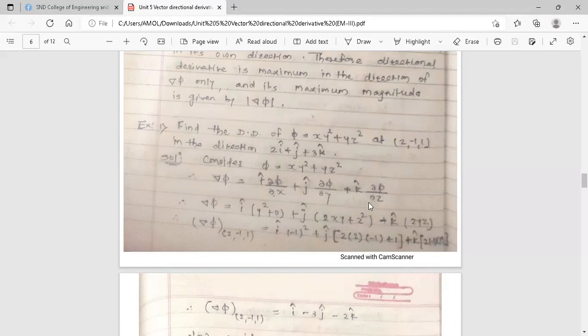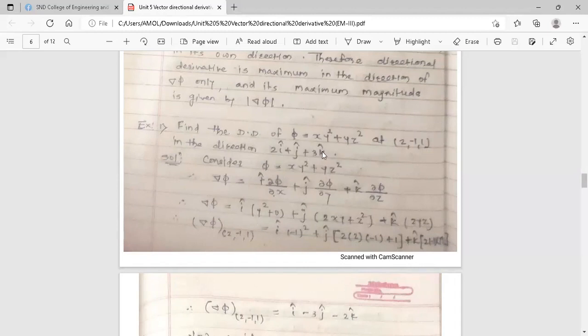Plus k cap, derivative of phi with respect to z. The first term contains only x and y variables, so the derivative is 0. Second term contains y and z variables. So derivative of phi with respect to z is 2yz. Z square derivative is 2z, y as it is. So it is 2yz.